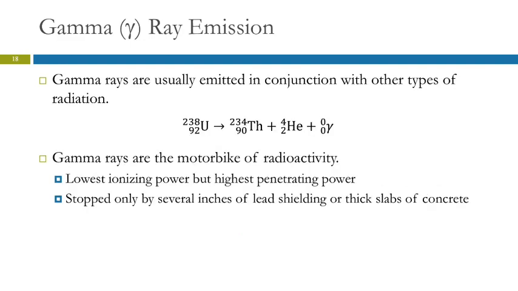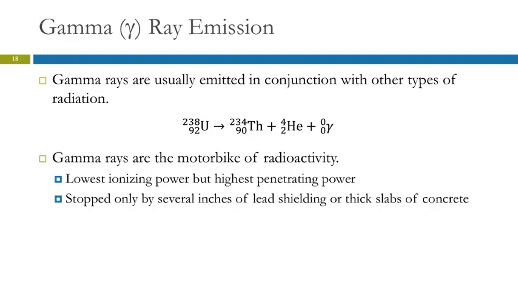So an example of this would be uranium-238 undergoing alpha decay and also gamma ray emission. So you fill out the equation the same way. The zeros here on the gamma radiation aren't going to do anything.